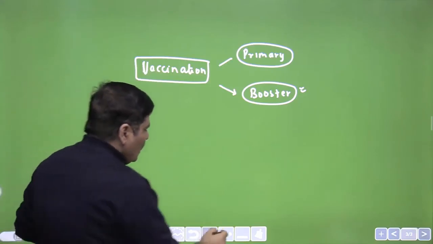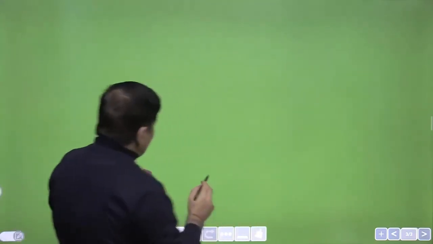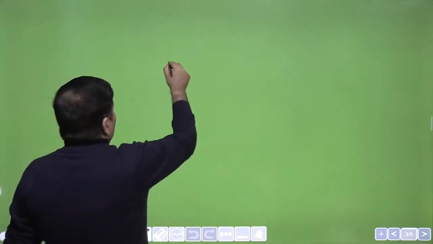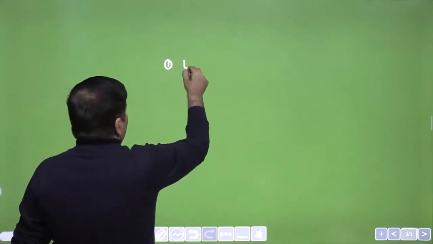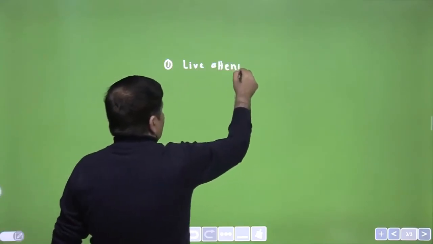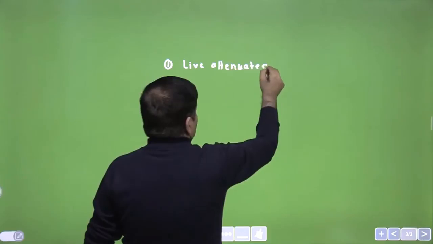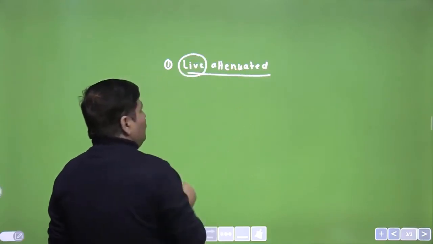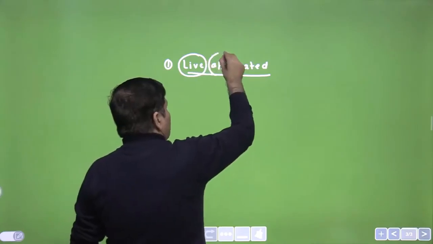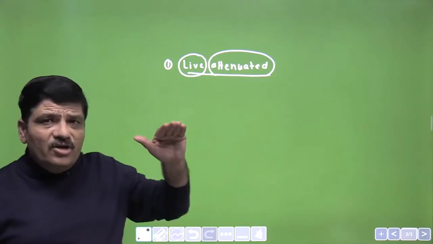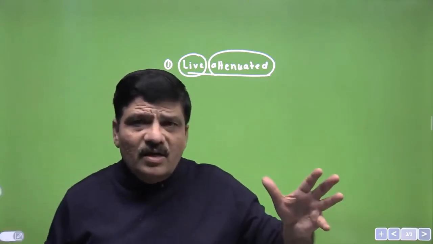Now, just to give you an elementary idea about the vaccines, one type of vaccine can be a live attenuated vaccine. We are talking about some classical vaccines. They contain live pathogen, but the pathogen has a pathogenicity that has been reduced by certain chemical procedures.